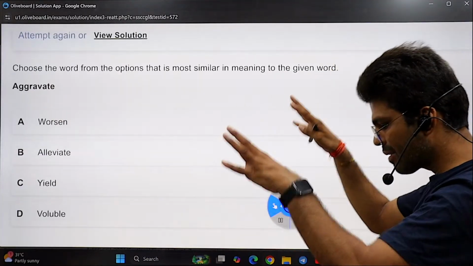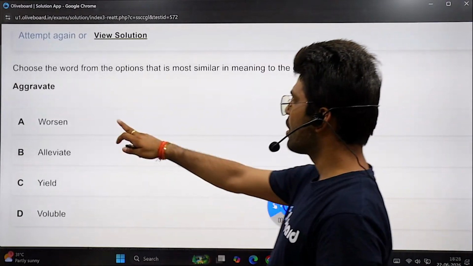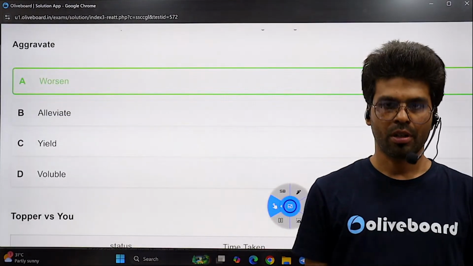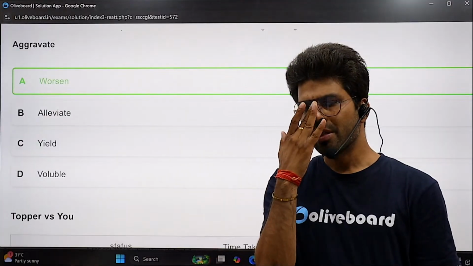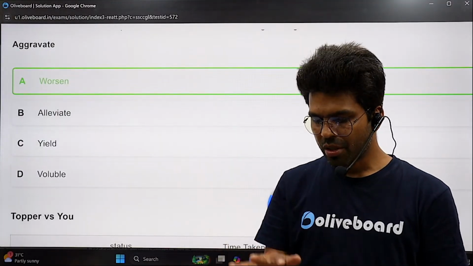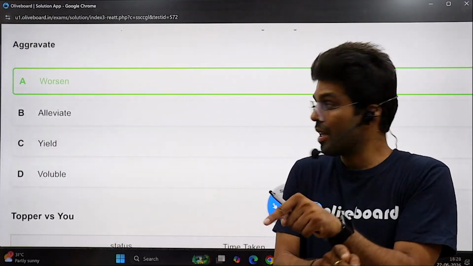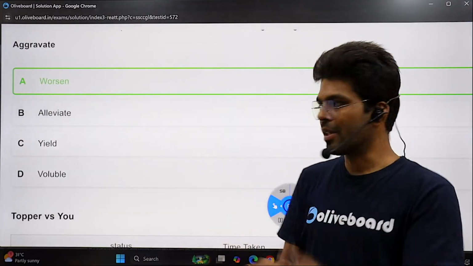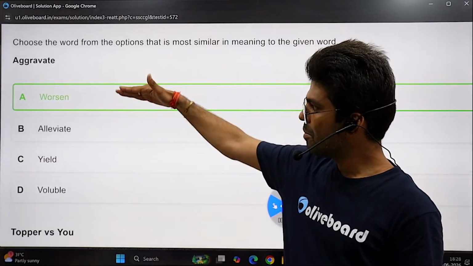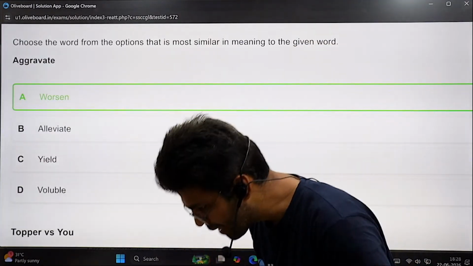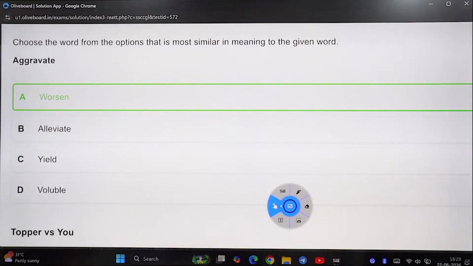Aggravate is to make a situation even worse. Synonym, worsen. I won't look at any other option. With experience, I think all of you know this. Aggravate a situation is to make it even worse. Worsen the situation. The opposite is alleviate. If they had asked the opposite, click, synonym, done. Yield is to surrender. Voluble, having much volume.